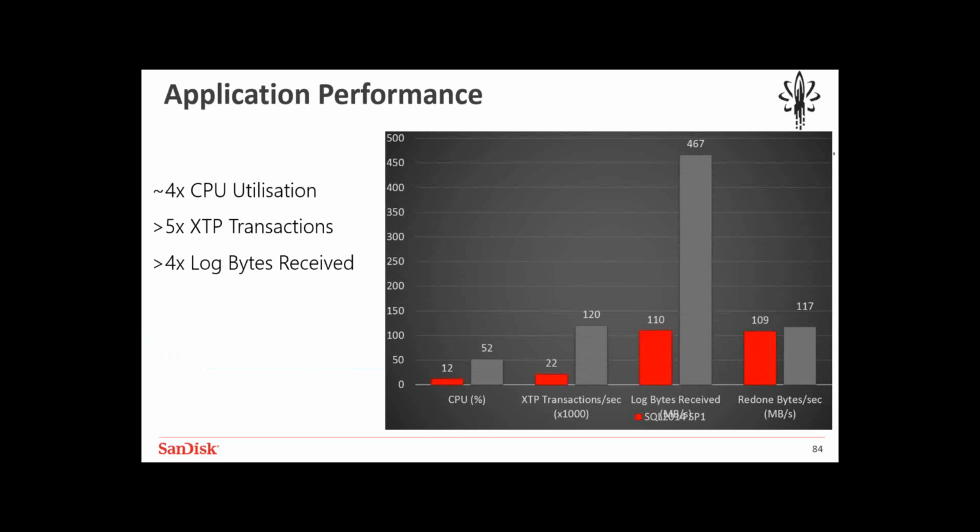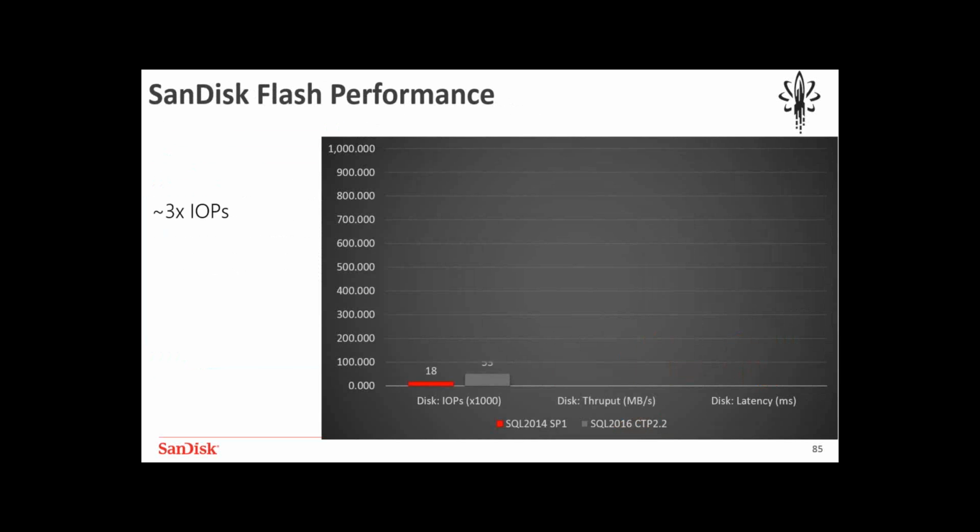So while we're at it, let's look at the flash. We got 3 times the IOPS because of the fix that the program group has given us. We got over 4 times the throughput.